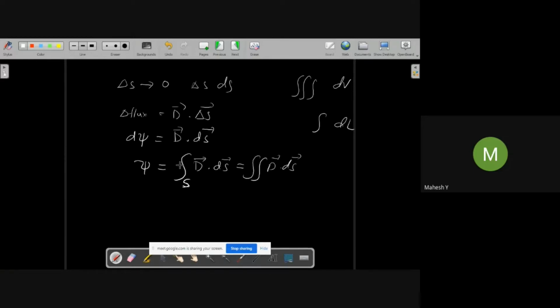So this is psi. So we know that according to Gauss's law, psi is nothing but Q. So I can say that Q enclosed is equal to the double integral of D dot dS. Okay, so this is the mathematical statement of Gauss's law. Just note this down. Q enclosed is equal to the double integral of D dot dS.